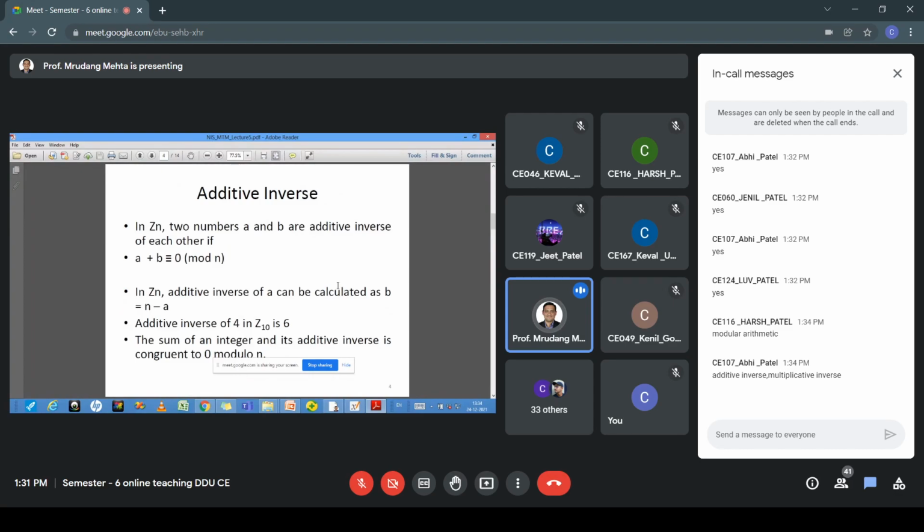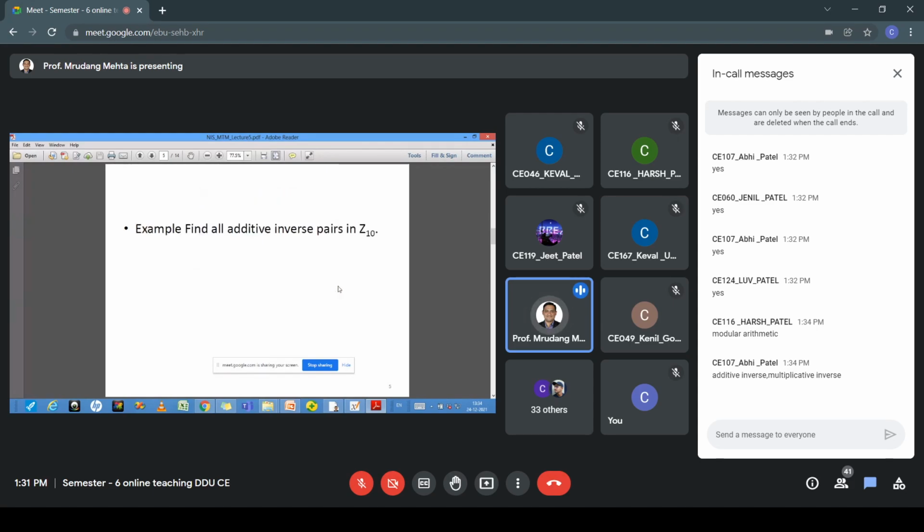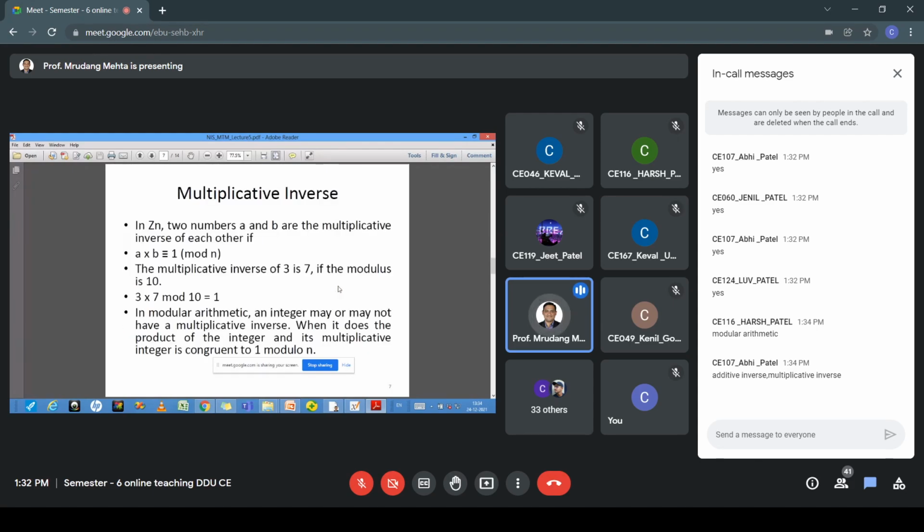So for additive inverse, the condition is that a plus b is congruent to 0 mod n. The sum of an integer and its additive inverse is congruent to 0 mod n. And for multiplicative inverse, the multiplication a cross b is congruent to 1 mod n. An integer may or may not have a multiplicative inverse. So if 3 is the integer, then its multiplicative inverse is 7. Why? Because 3 times 7 mod 10 is 1, right?